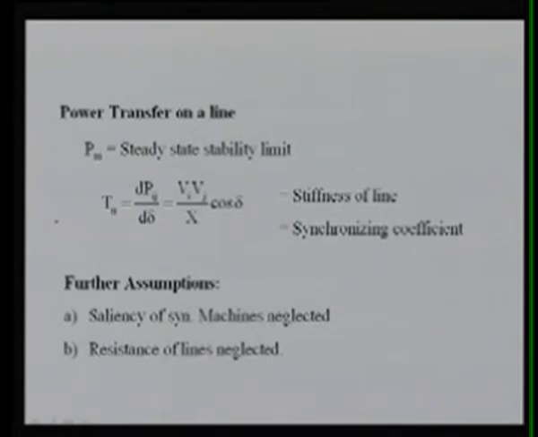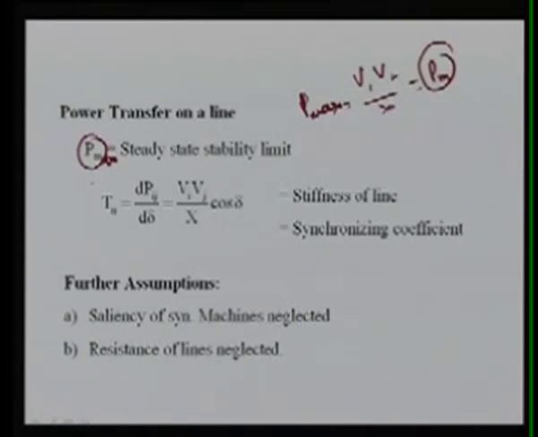This steady state stability limit, that is Pm, that is V1 V2 upon X, is sometimes called Vm, sometimes called Pmax. So it is given differently in different books. Normally this Pm I'll denote as the mechanical power, so it is better to write Pmax. So it is a steady state stability limit.